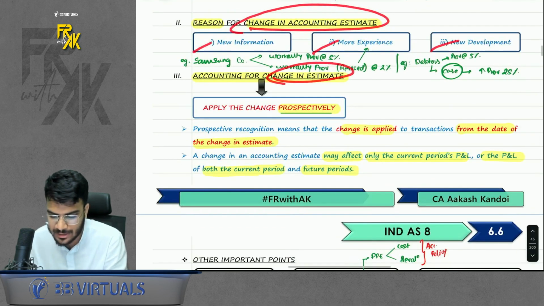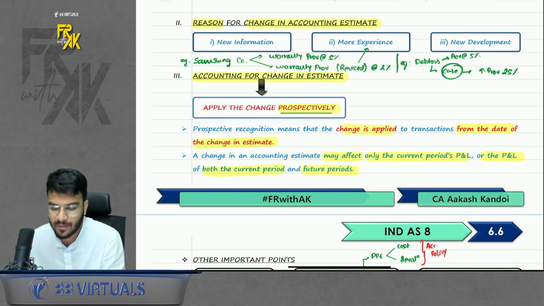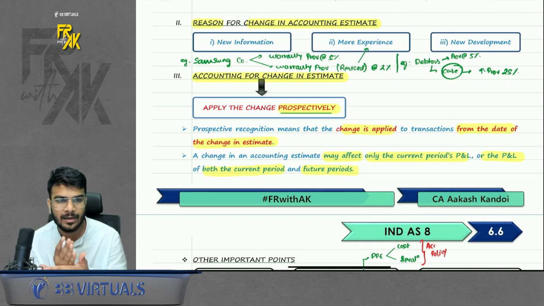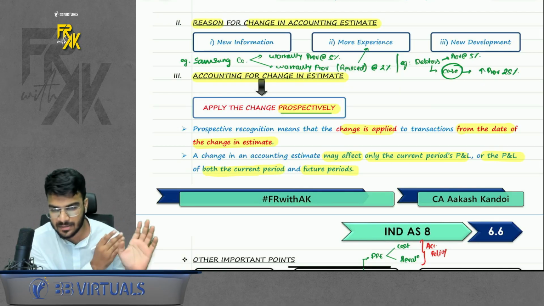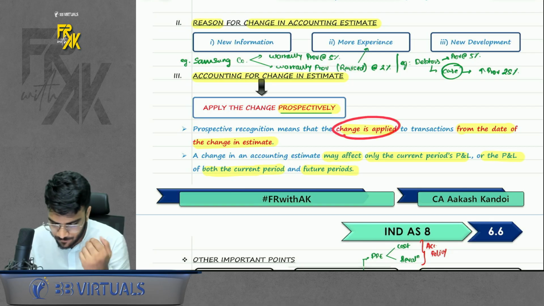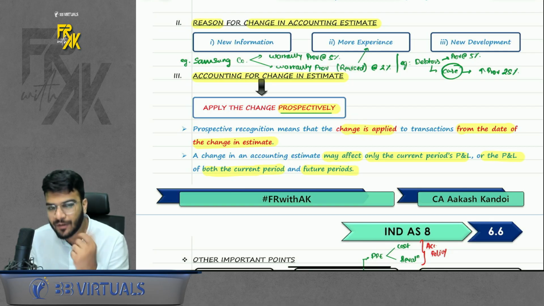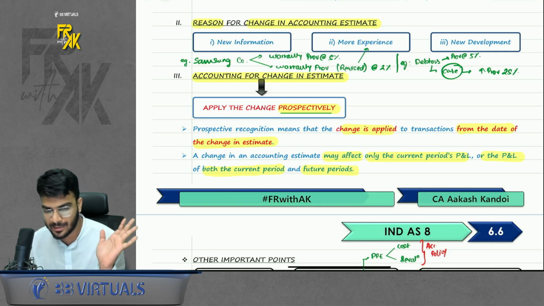Whenever you change any estimate, it is always applied prospectively. Prospectively means you will not change your comparatives. The day you decide to change the estimate, from that particular year, apply the change. Do not touch the previous year figures, right? So you will apply the change from the date of change in estimate. It may affect only the current and future periods, but not the past comparatives.